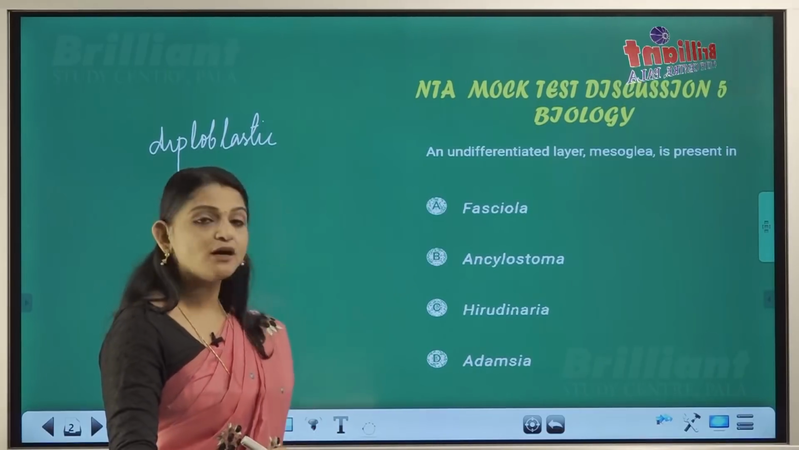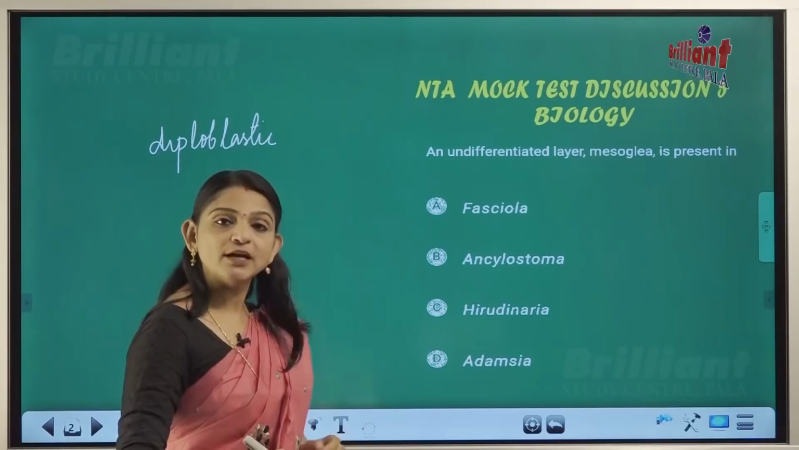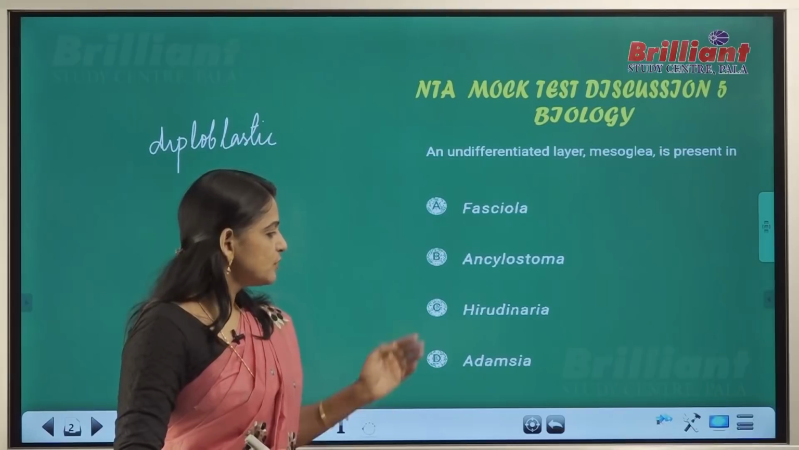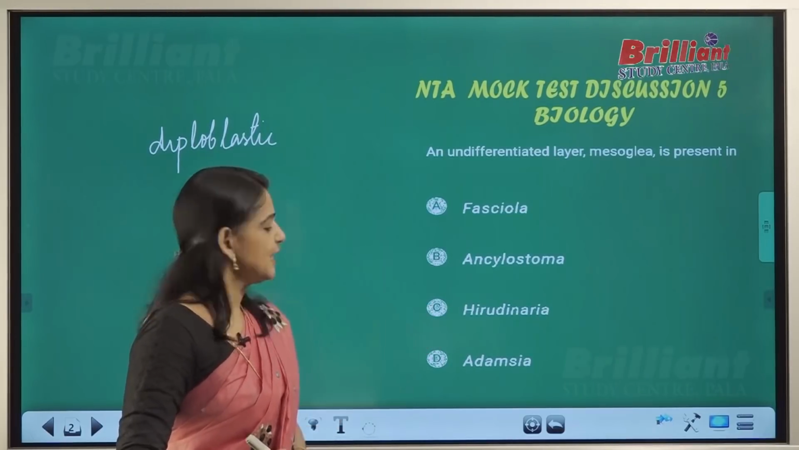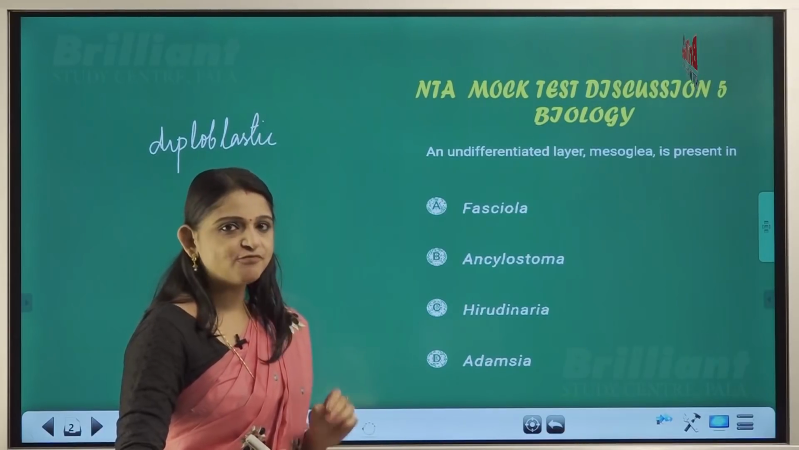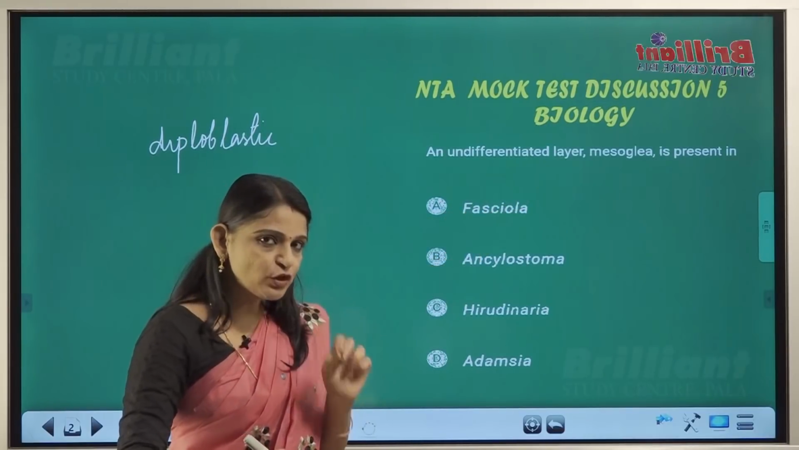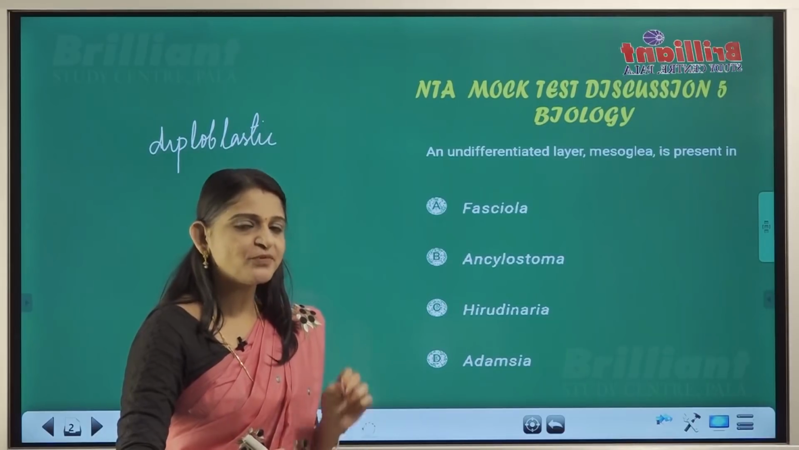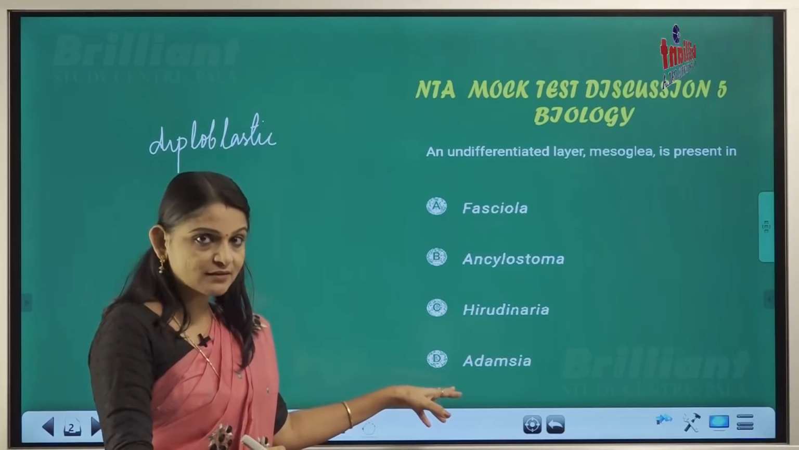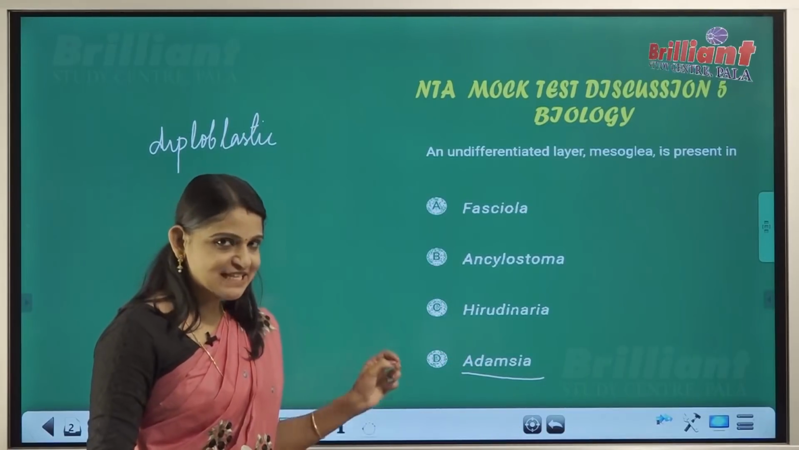So now we can look into option 1, Fasciola. You know that it is liver fluke, which comes under the phylum Platyhelminthes. Next one, Ancylostoma, that is a nematode. Next one, Hirudinaria, that is an annelid. Next one, Adamsia. You know that it comes under the phylum Coelenterata. So I told you that mesoglea is the characteristic feature of diploblastic organisms, that is Porifera, Coelenterata and Ctenophora. So from the options you can understand that the answer is Adamsia, which comes under the phylum Coelenterata.